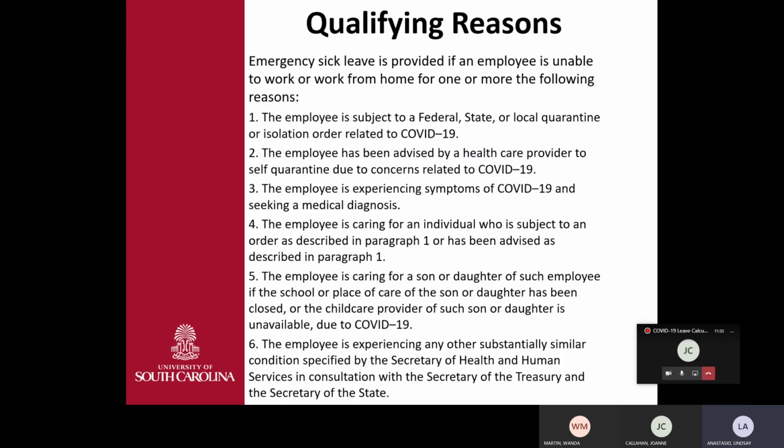There are 6 qualifying reasons for employee emergency sick leave and emergency family medical leave. They are listed on the screen here, and reasons 1 through 3 are paid at 100% of the employee's regular rate of pay. Reasons 4 through 6 are paid at 67% of the employee's regular rate of pay. And reason 5 is the only reason that can be used to receive EFMLA.